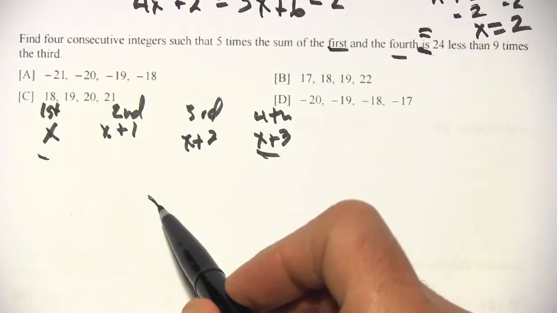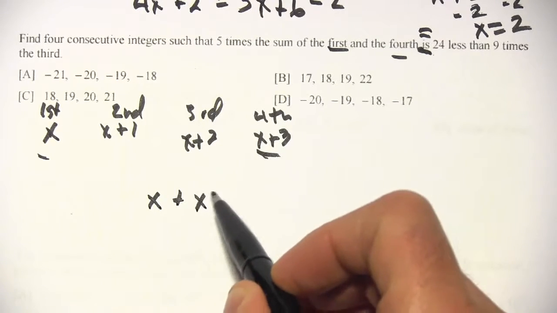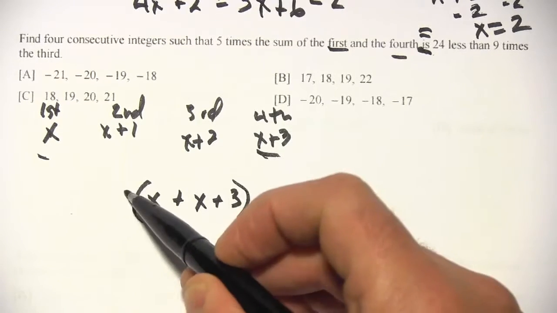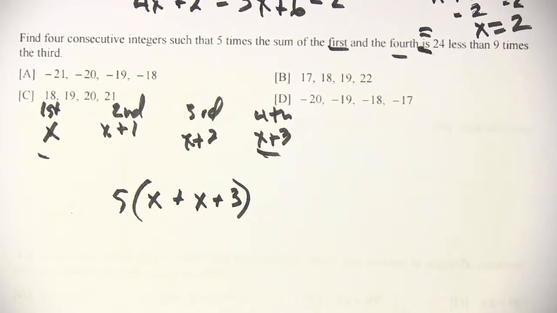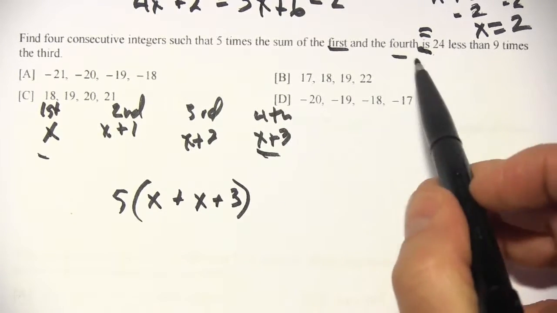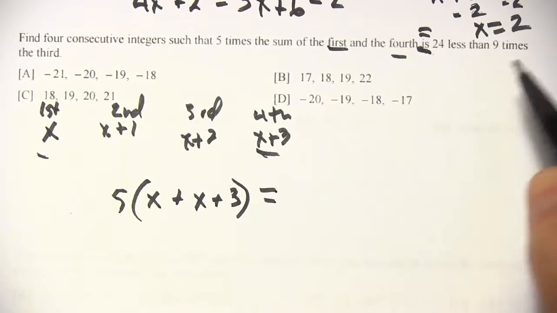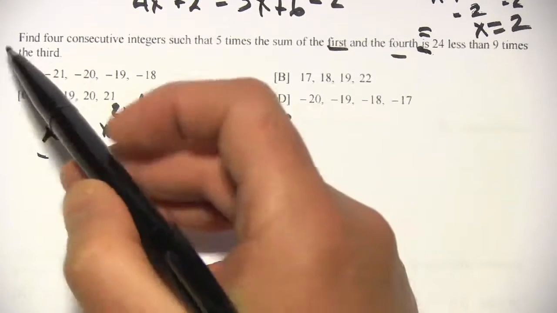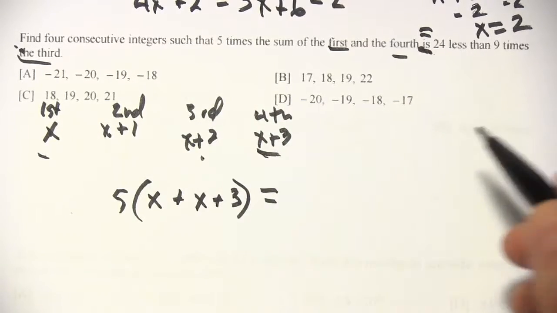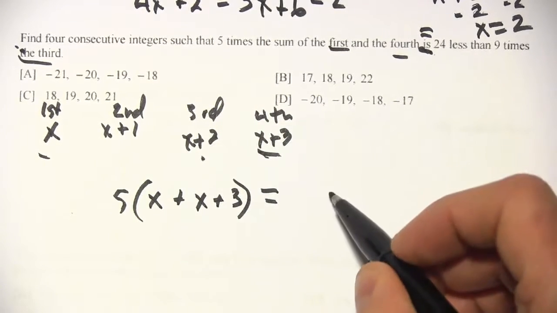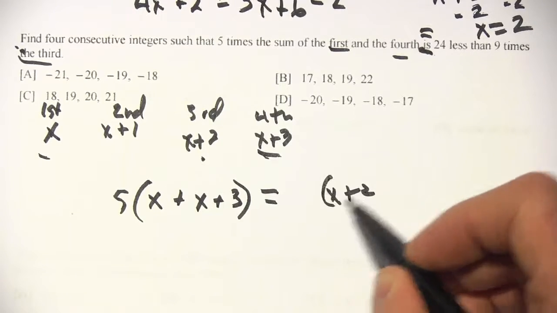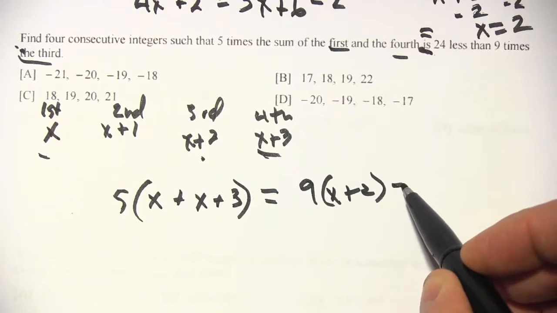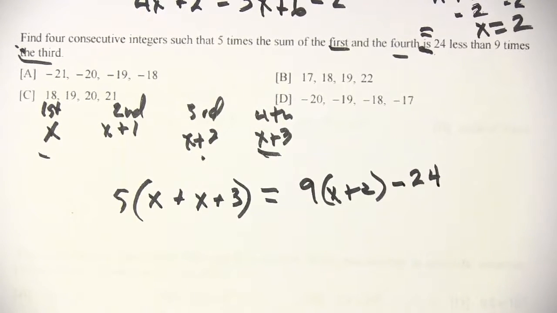The sum of those is just adding those two together, so x plus x plus 3. And it's 5 times the sum of those. So we'll put those in parentheses and multiply it by 5. Okay, I think that's everything on the left side, so we can put our equal sign. And this says 24 less than 9 times the third. The third is this guy, and we're doing 9 times the third. So it's x plus 2 times 9. And then it's 24 less than that, so we're going to subtract 24.